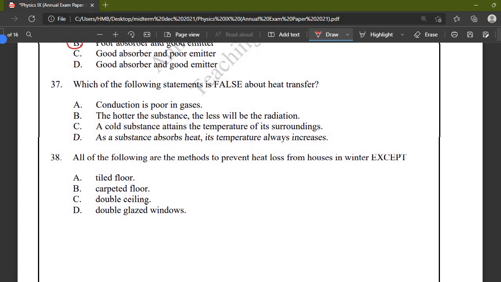Let's see question number 37 and 38. Which of the following statements is false about heat transfer? Conduction is poor in gases. This is absolutely right, because conduction occurs in solids. As a substance absorbs heat, its temperature always increases. This is also correct. A cold substance attains the temperature of its surroundings when it is placed in a hotter condition. This is also correct. The hotter the substance, the less will be the radiation. This statement is false, because the hotter the body, the more it will radiate. Option B is the right answer.